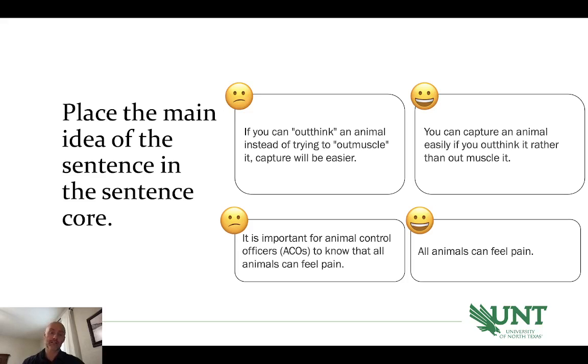When talking about placing the main idea of a sentence in the sentence core, we want to arrange sentences so that the main idea comes as close to the beginning of the sentence as possible. So instead of saying, if you can outthink an animal instead of trying to outmuscle it, capture will be easier. Capture, this idea of easy capture is what we want our reader to focus on. So we want to move that to the front of the sentence. So we might say, you can capture an animal easily if you outthink it rather than outmuscle it.